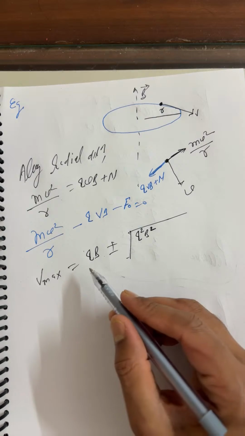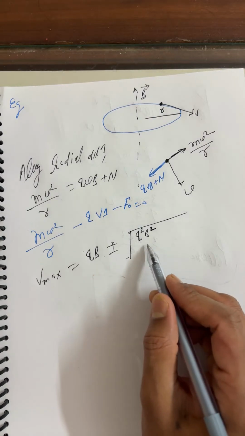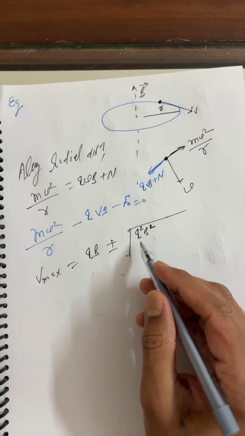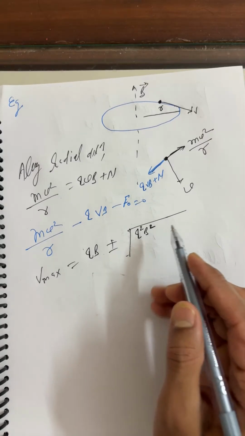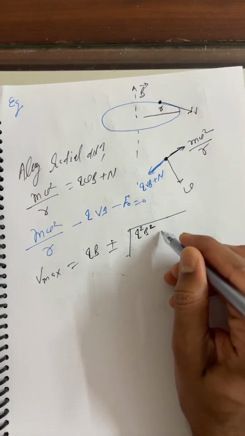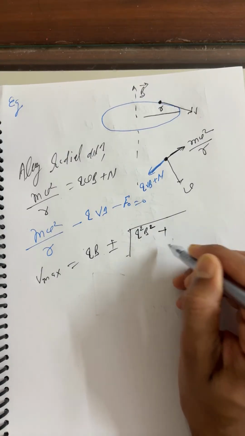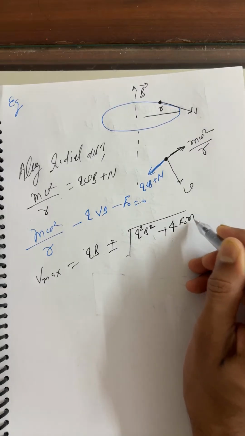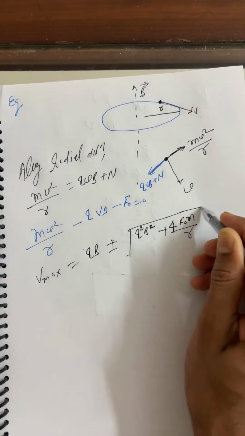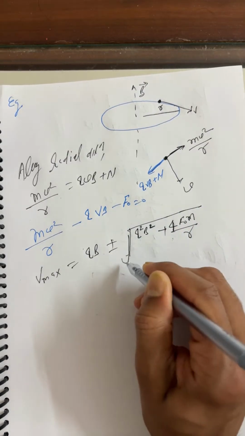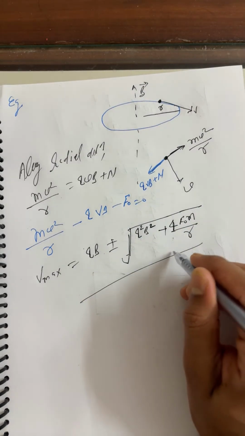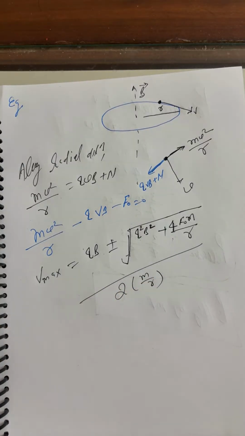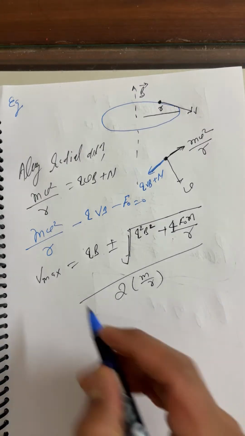x equals minus b plus minus under root b square minus 4ac, upon 2a. Under the root, this is q square B square minus 4ac, which is plus 4 F naught m upon r, upon 2a, which is twice m by r. So whatever you get is the answer for the question.